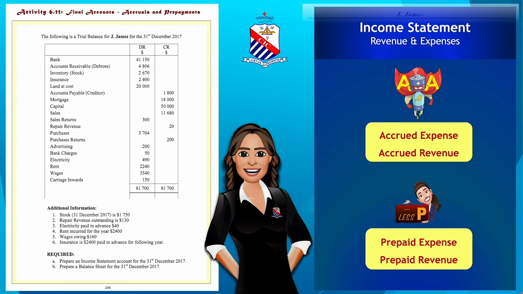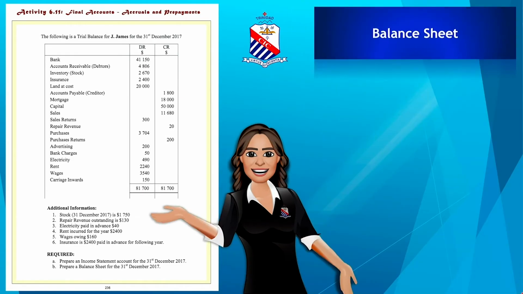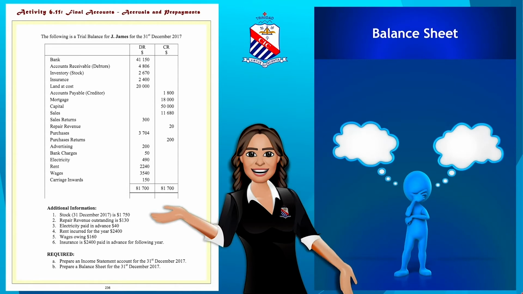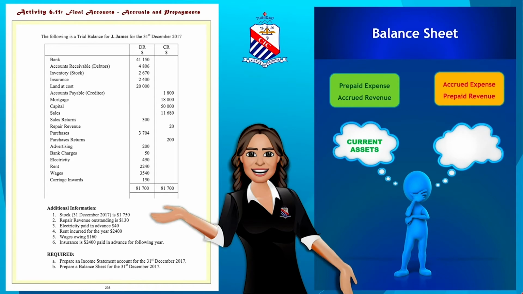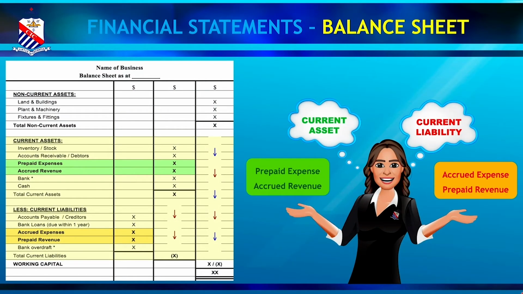And this is what it would look like in your answer sheet. You will see it's not broken up. You have your first part here with the gross profit, and then you just continue on to the profit and loss section. So this is how your answer would look for an answer sheet. We have done that, and now we're going to move on to the balance sheet, where the prepaid expense and accrued revenue are your current assets, and your accrued expense and prepaid revenue would be your current liabilities. So that is what we're going to concentrate on now.